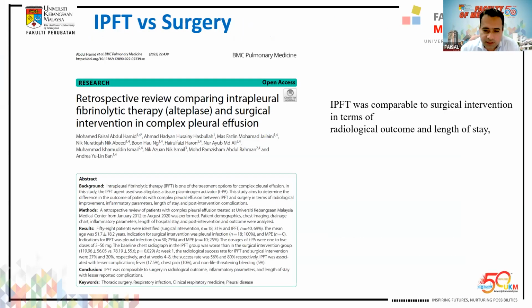When I came back in 2016, we started using a lot of alteplase in 2017. Prior to that, we were referring a lot of cases to our surgeon because we did not have many options of medical treatment. We recently published a paper, an audit of all our patients undergoing alteplase monotherapy at that time, because we did not have Pulmozyme in our center until 2018. We compared intrapleural fibrinolytic therapy versus surgical intervention in complex pleural effusion, regardless of whether it was pleural infection or malignancy. We found that intrapleural fibrinolysis was comparable to surgical intervention in terms of radiological outcome as well as length of hospital stay.